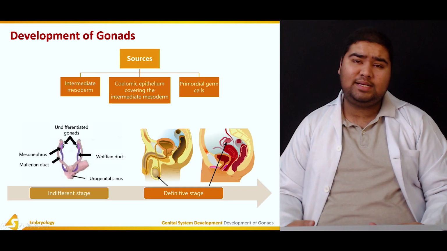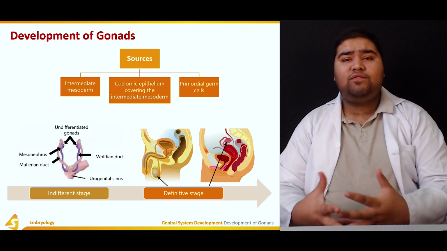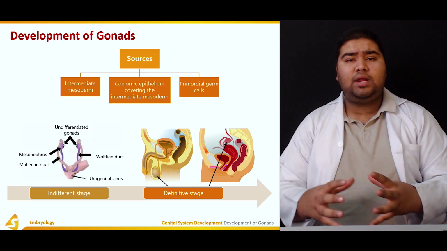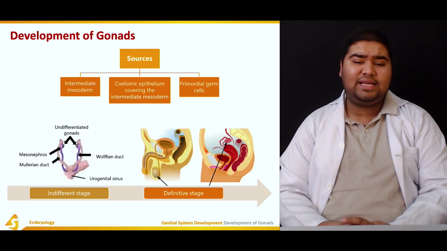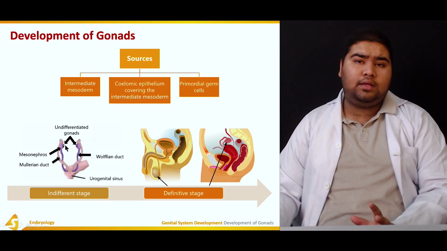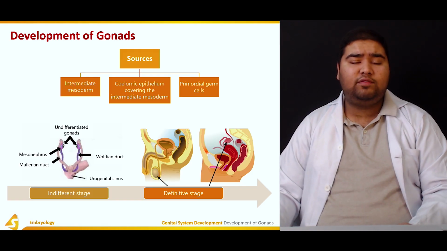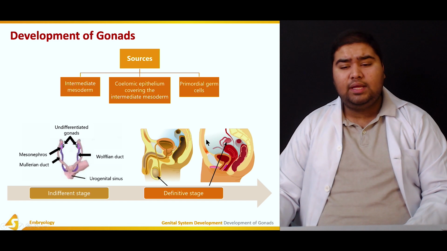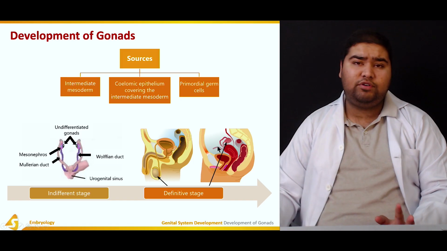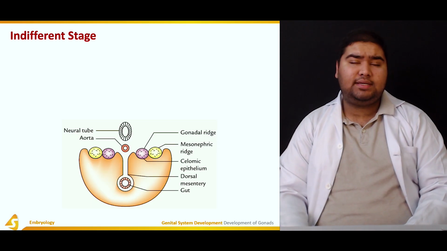It is important to understand that the urinary system and the genital system originate from a common urogenital ridge. Hence, the development of the urinary and the genital system goes on side by side. So these are the undifferentiated gonads in the stage of indifference. That is, at this point in time, the sex of the embryo has not been determined. This is the definitive adult stage in which the testes and the ovaries have already been formed. So what is this indifferent stage?